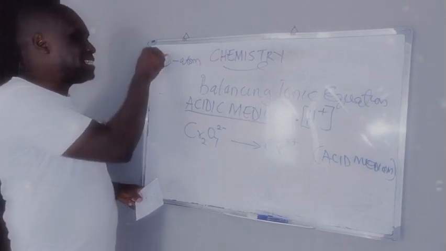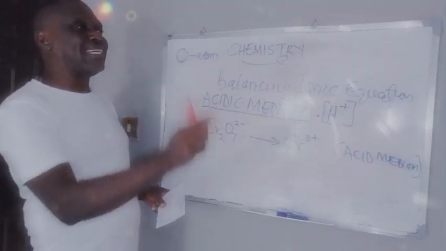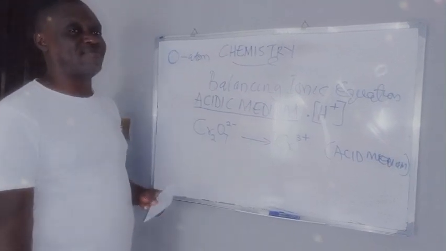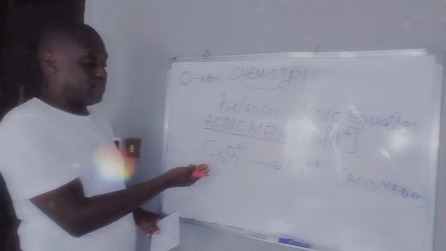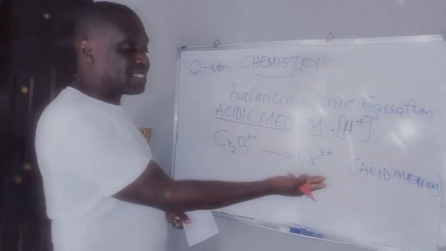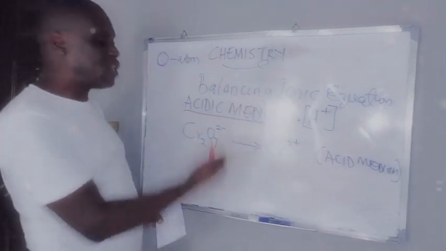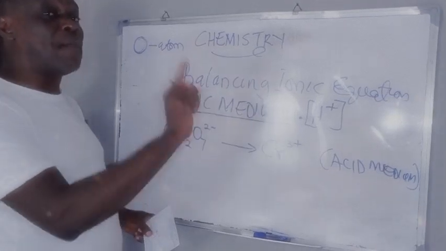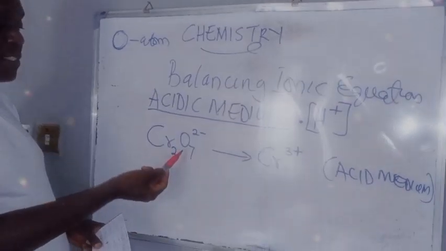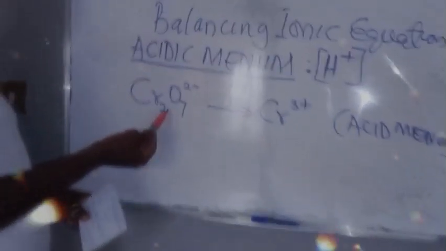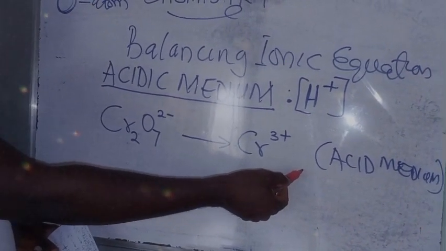Look at this. By adding an equivalent number of water molecules to the side that is deficient of oxygen. Look at this side, the reactant side: it has 7 oxygen atoms. The product side does not even have any oxygen atom. But because it is in an acidic medium, you will balance the oxygen atoms here by adding an equivalent number of water molecules in moles. Since I have 7 oxygen atoms at the reactant side, I will balance by adding 7 moles of water at the product side, so that 7 oxygen will appear there.